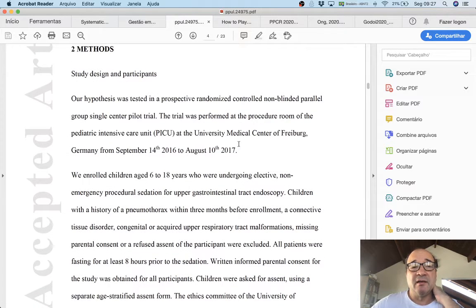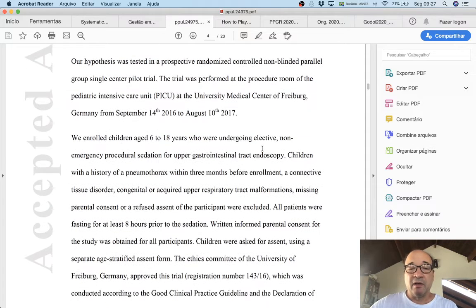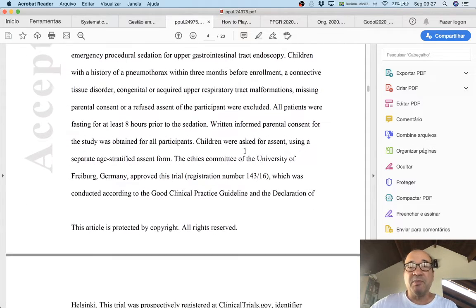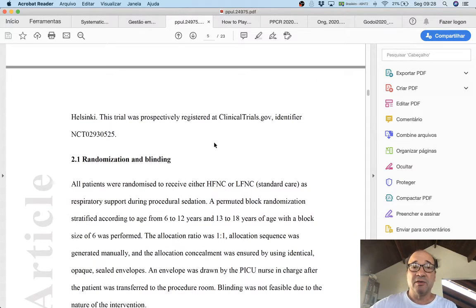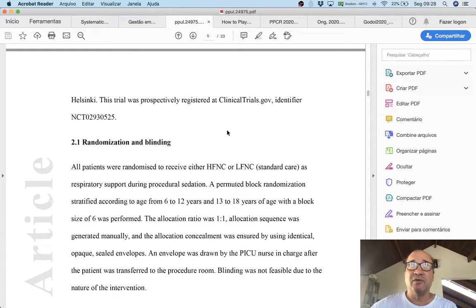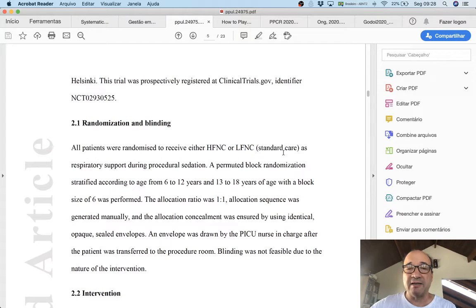This study was from 2016 to 2017. They enrolled children from age 6 to 18 years old. The sample size was not calculated because it was a pilot trial. There was nothing before this trial about sedation for procedures using high flow nasal cannula versus low flow nasal cannula. That is the standard care.